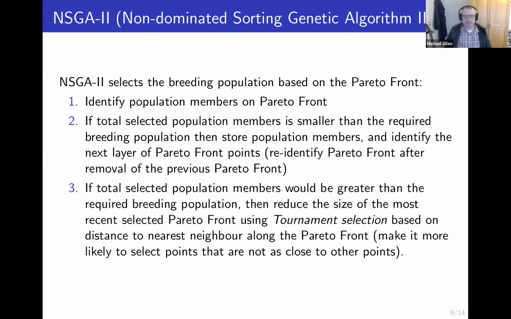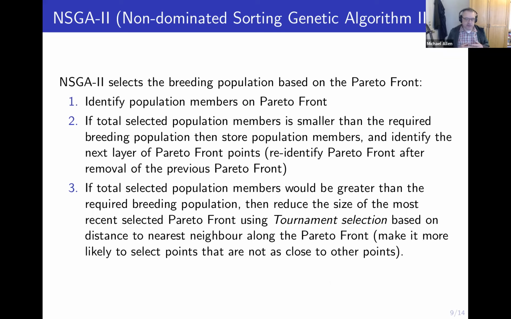What a mouthful. So NSGA2 selects its breeding population rather than having a fitness score, which you probably did for your genetic algorithm earlier in the week. It selects all of the points on the Pareto front. So it's always trying to find these points of optimal trade-off between the two or more objectives.